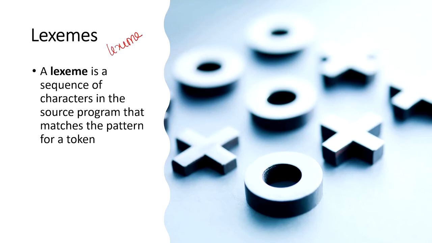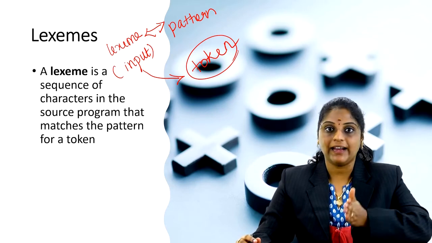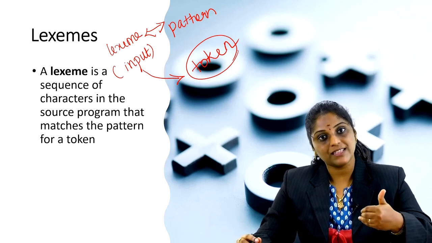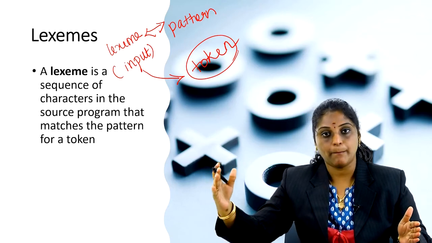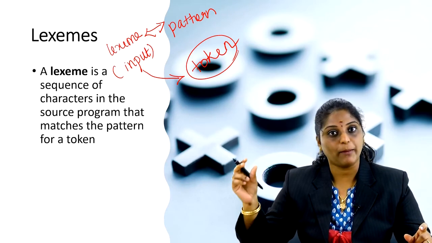See, here we are having a lexeme. A lexeme is nothing but the input. When a particular input matches with a pattern, then that input becomes a token, right? So this is identified by the lexical analyzer. Hope you understand what lexemes, patterns and tokens are. While scanning the input, we may come across a sequence of characters. When a particular sequence of characters matches a pattern, that group of characters forms a token.